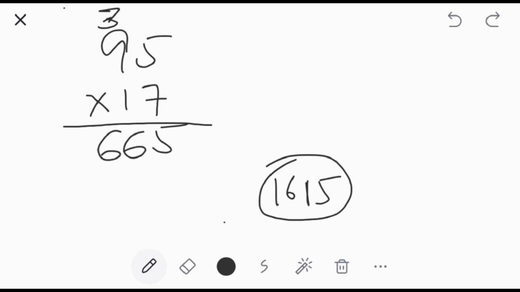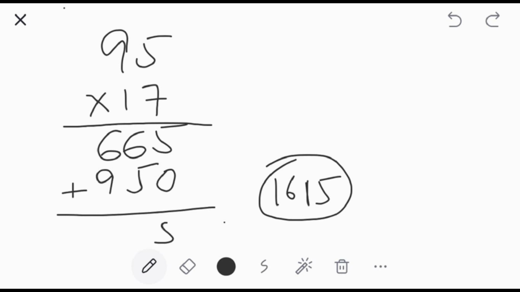Now this time I'm going to multiply 1, which is at tens place in the number 17. So I'm going to put 0 on the ones place. So 1 times 5 is going to give me 5. 1 nines are 9. I'm going to add these two numbers. 5, 6 plus 5 is 11. 1 to be carried. 9 plus 1 is 10, plus 6 is 16. So 1615. So both ways I reach the same answer.